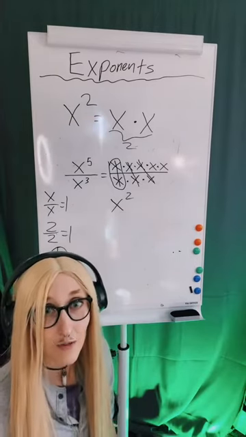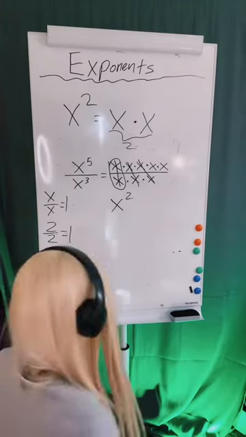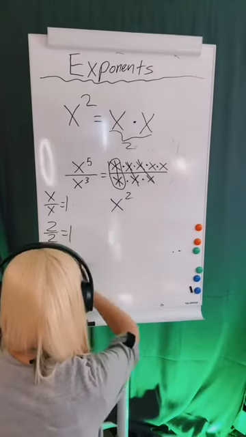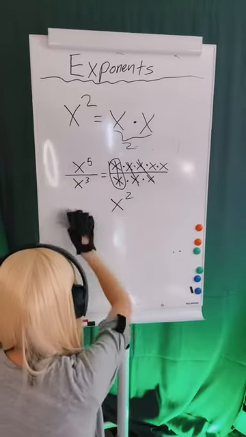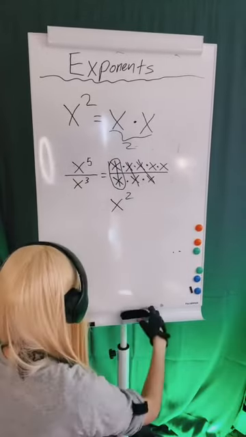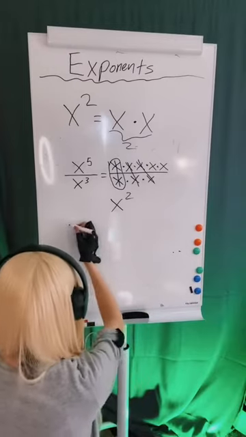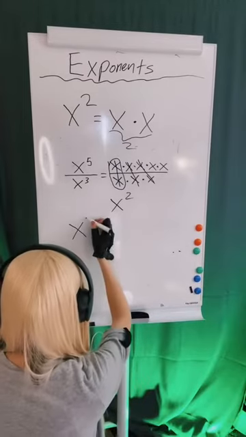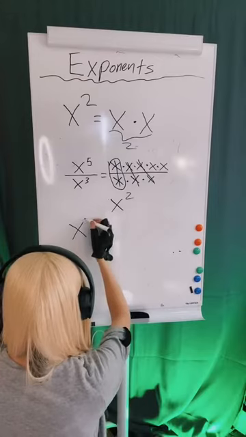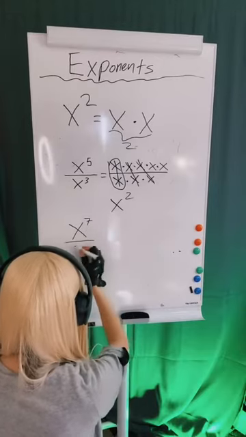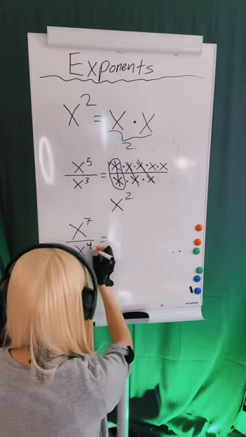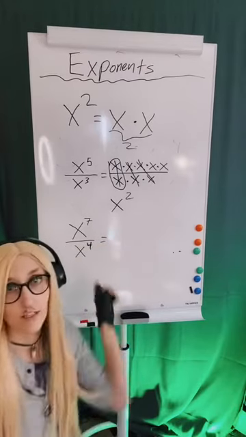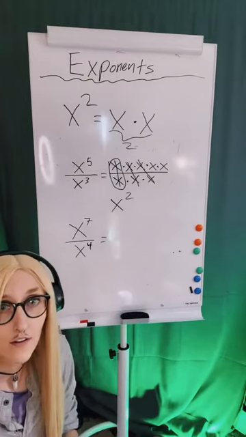Nice. Let's try another one like this, okay? I'm going to erase this just so it doesn't get too cluttered. That's a 7 and a 4. Give that guy a try.